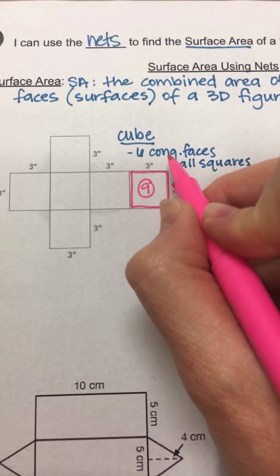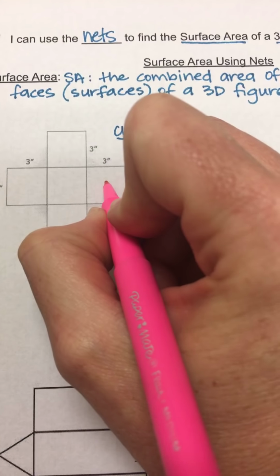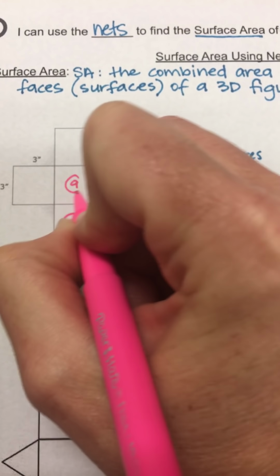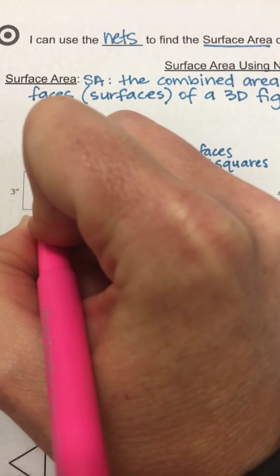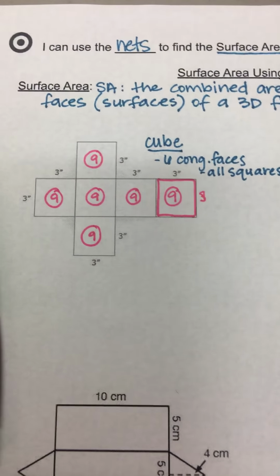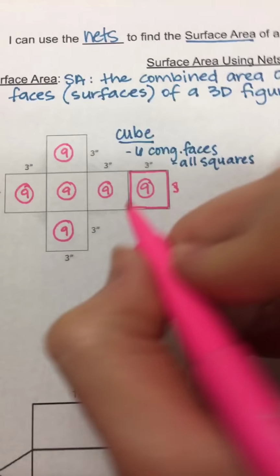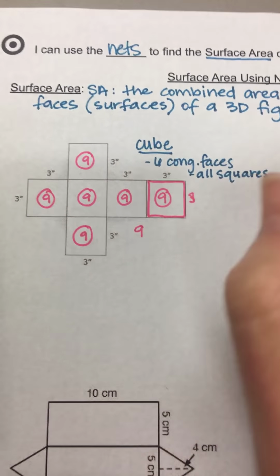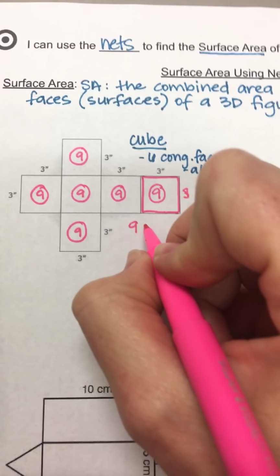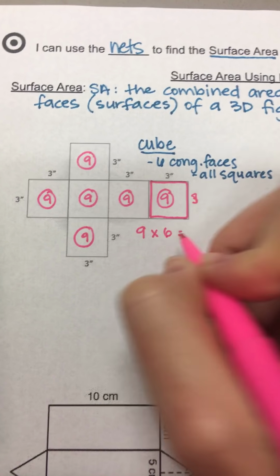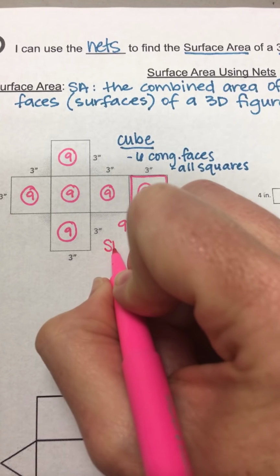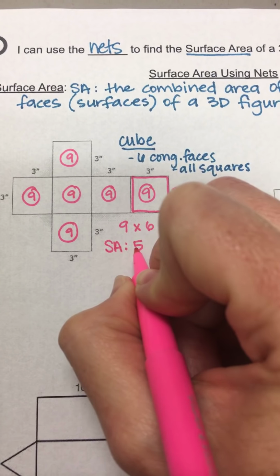Well, if there's 6 congruent faces and they're all squares, then that means this one is also 9, this one is 9, this one is 9, this one is 9, and this one is 9. Because they're all congruent. So if I want to know the total surface area, I'm going to either do 9 plus 9 plus 9, but the shortcut method is I have 6 faces. So 9 times 6 is 54. So the surface area of this shape is 54.